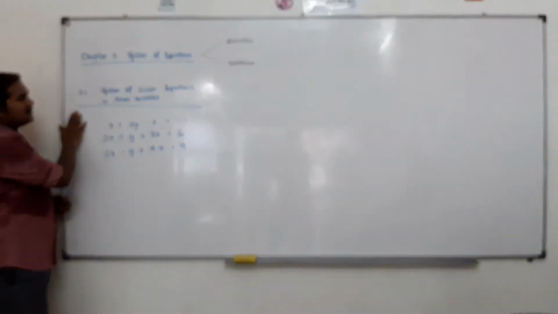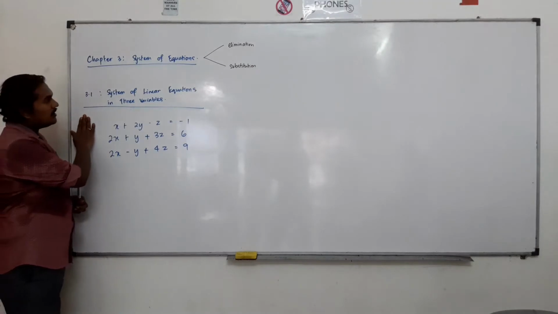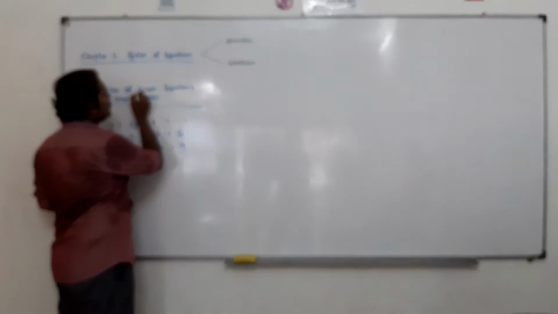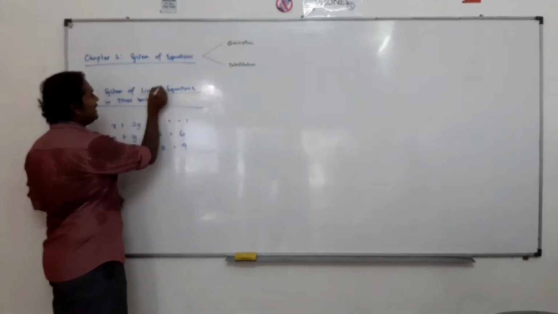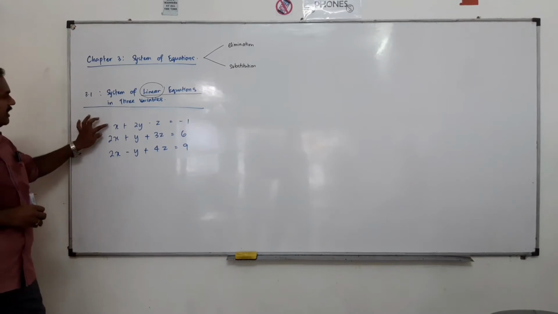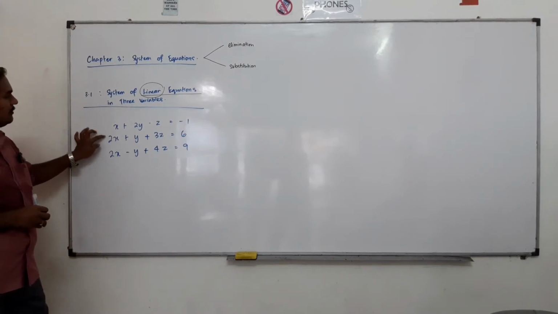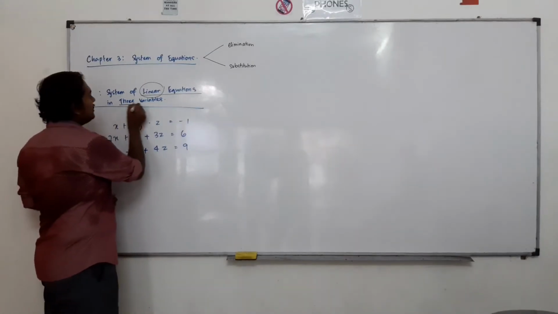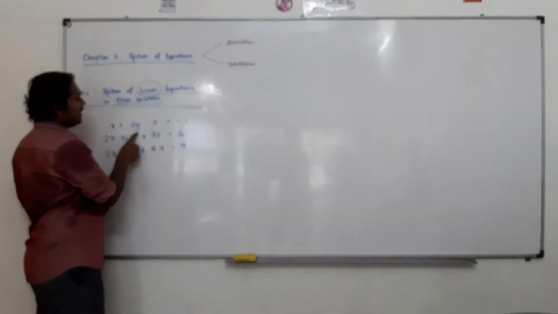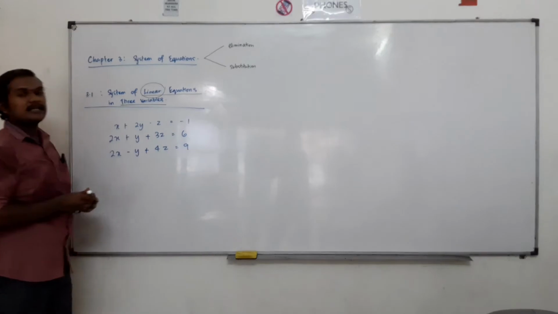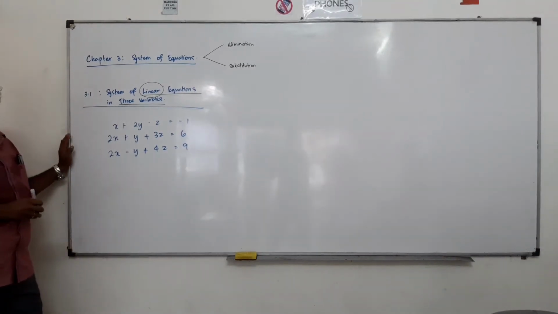The first subtopic is 3.1, system of linear equations in three variables. Linear means power of 1. So in every equation you will have the highest power of 1 for the variables given here. It is stated as 3 variables because you will have 3 variables in each equation. Variables means the alphabets x, y and z here.